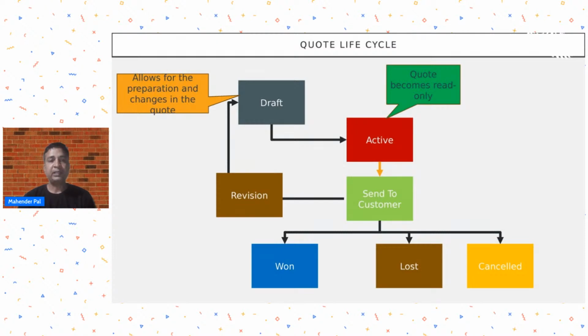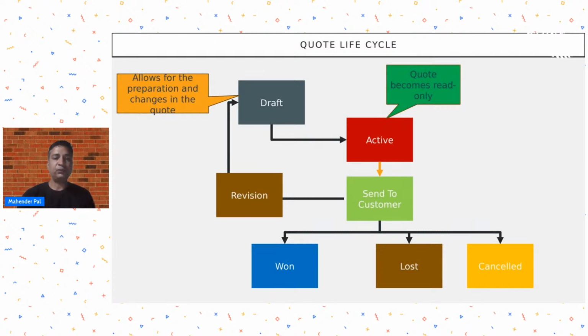Okay, and then based on the customer discussion, if they are fine with whatever information and pricing information we have provided, then we go and do the revision, right? If they are not good with that, we do the revision, and then it goes again to draft, and then again to the active state, and then we again share the latest quote information with them.